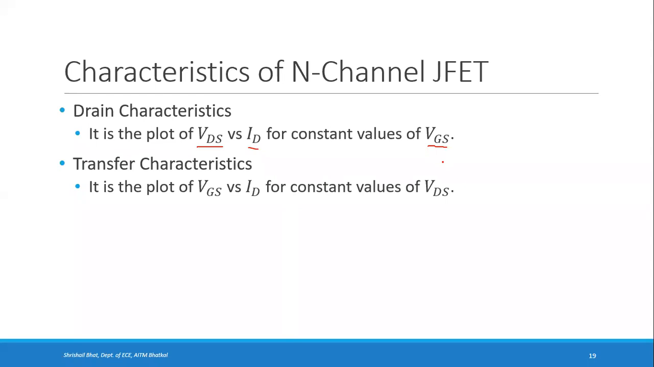Then we will change the value of VGS, keep it constant, then vary VDS and note down the values of ID and plot the graph. That way the plot of VDS versus ID for constant values of VGS is called drain characteristic.